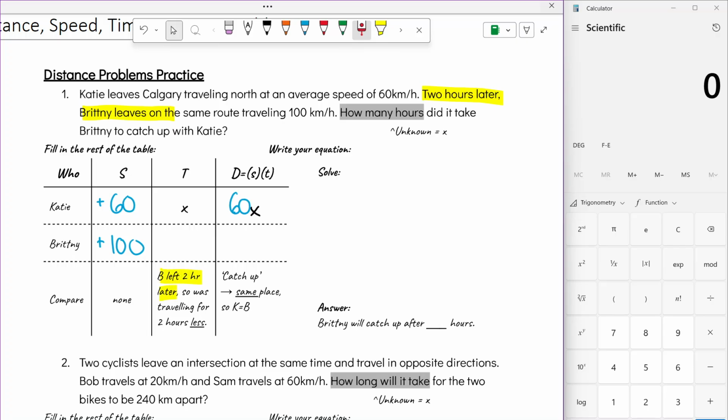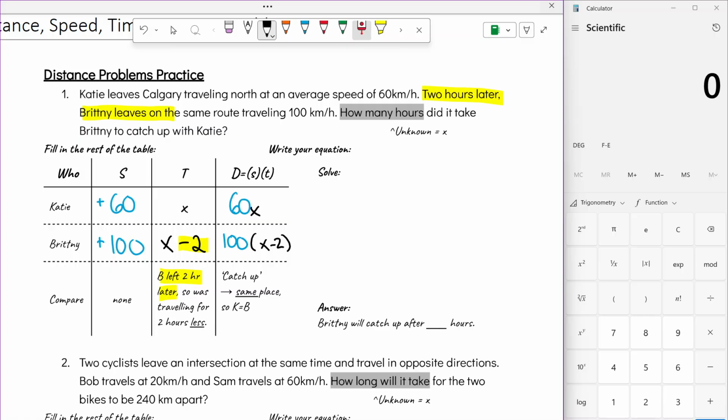Now, if you left 2 hours later, you are traveling for 2 hours less time than the person who traveled for 2 hours earlier. So if Katie was x and Brittany is 2 hours later or less than that, Brittany is going to be x minus 2. 2 hours less than x, which is Katie's time. Now, in a similar way to before, we can take someone's speed, multiply it by their time, and we'll get our distance. So the expression for Brittany's distance is 100 times the time x minus 2.